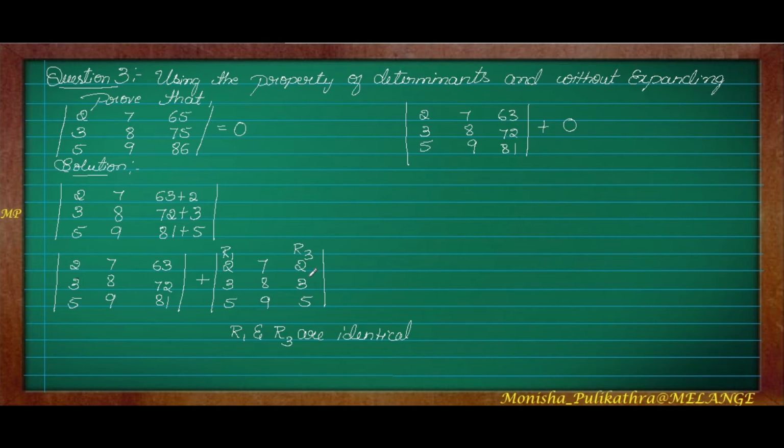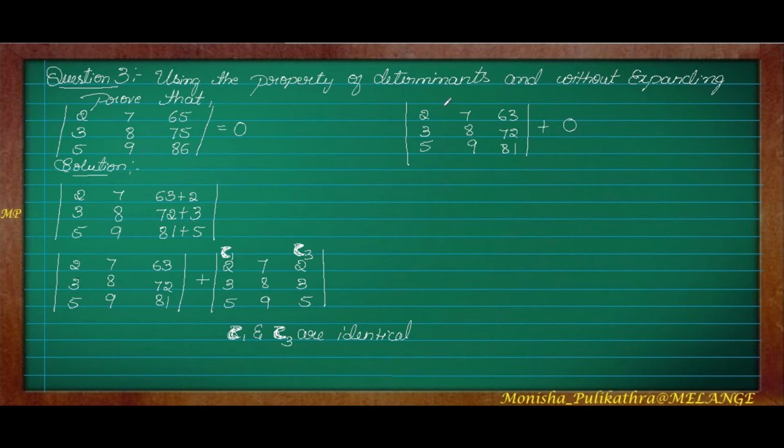because two columns, C1 and C3, the column 1 and column 3 are identical. So this whole determinant becomes 0.